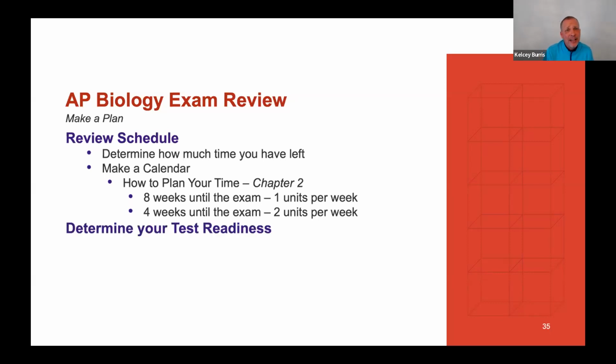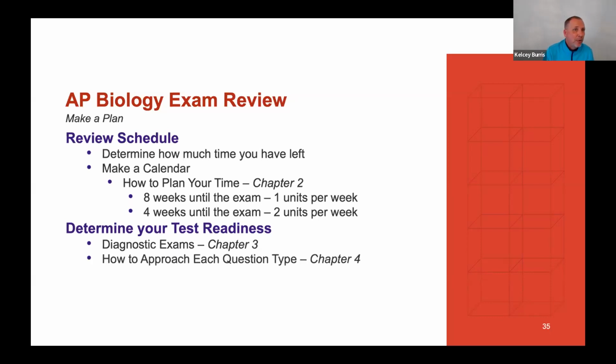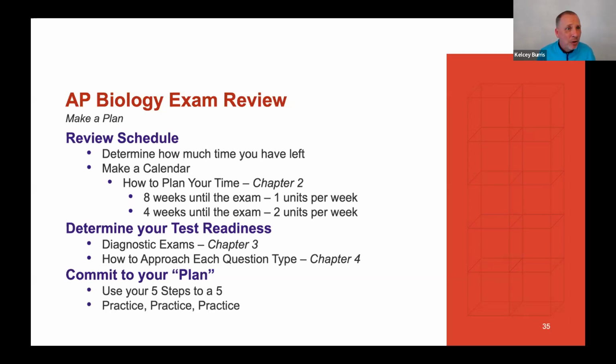You need to determine your test readiness. Take a look at the diagnostic exams. You can look at chapter 4, where you can see how to approach each question type. And then ultimately commit to your plan. Use your 5 Steps to a 5 to gather that content knowledge, review the content knowledge you might have gotten in class or missed in class, and start building that, because that content knowledge is going to be so important when you're reading these scenarios, to pull the biology that's in there and to be able to apply your knowledge. And then ultimately practice, practice, practice.